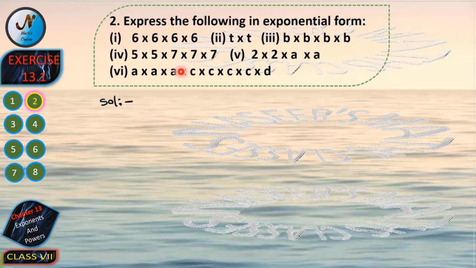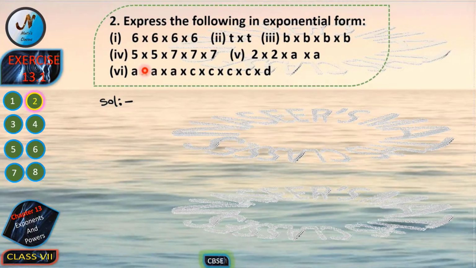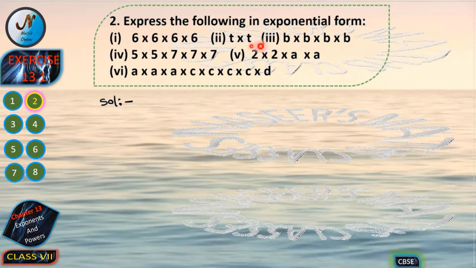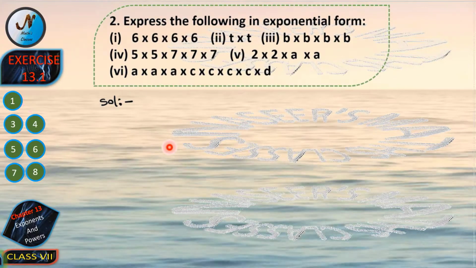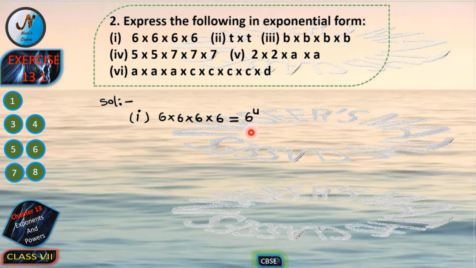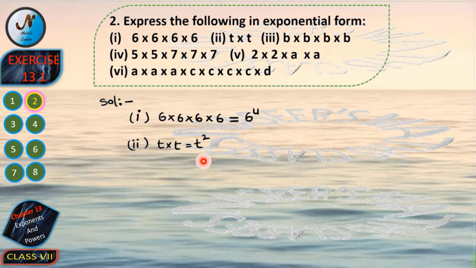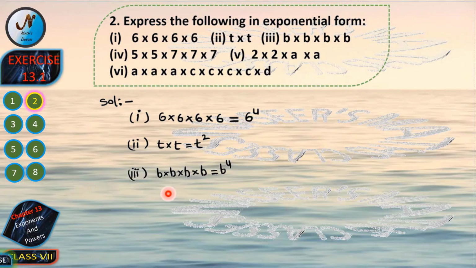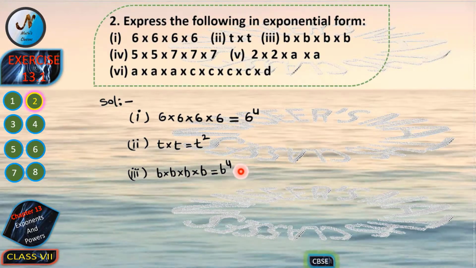Now we are going to solve second problem, exercise exponents and powers, class 7. In this problem it is given that express the following in the exponential form. A total 6 bits are given. So first one is 6 is 4 times multiplied, so it can be written as 6 power 4, and t is multiplied 2 times, so it can be written as t square. And third one, b is multiplied 4 times, so it can be written as b power 4.